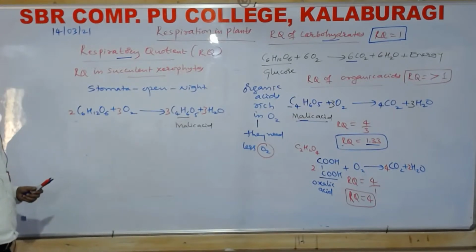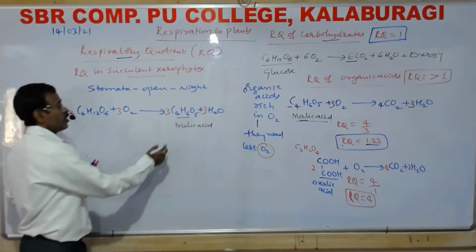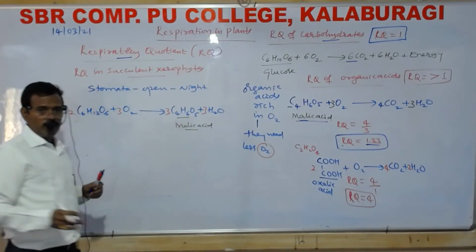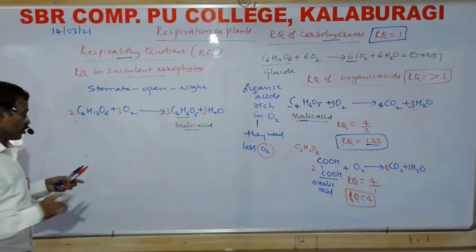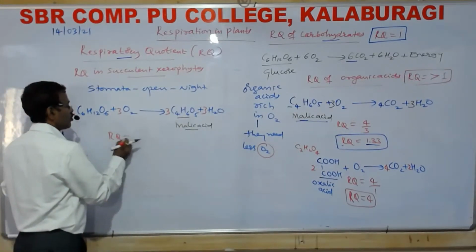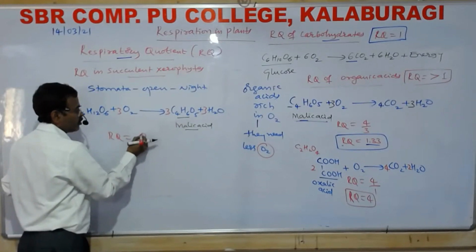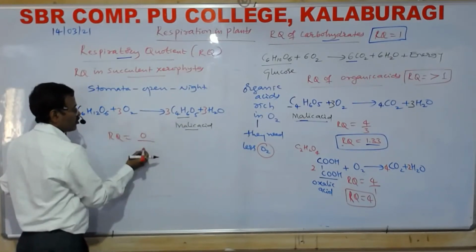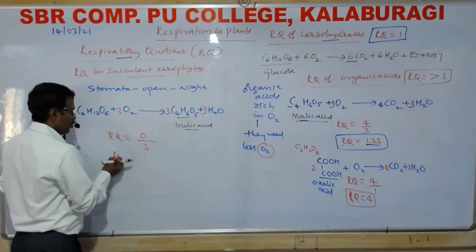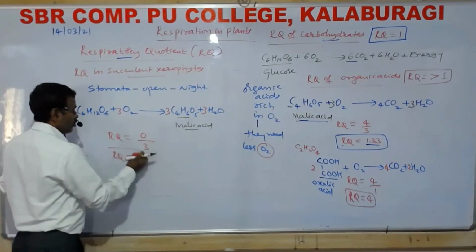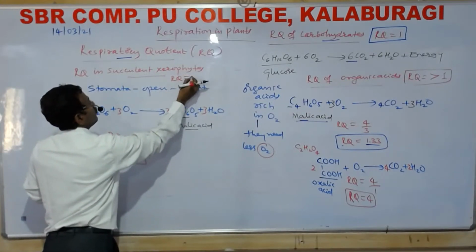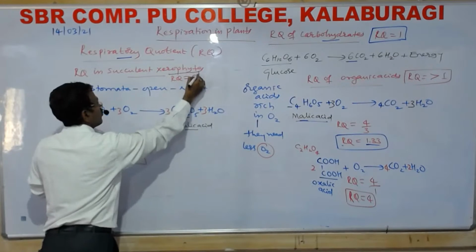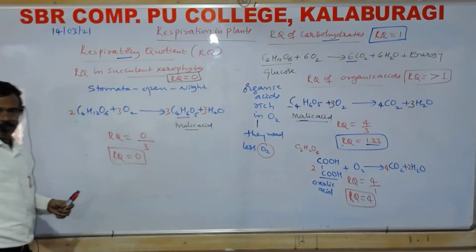So oxidation of the respiratory substrate during night time, when the stomata are open, results in the formation of organic acid, not liberating carbon dioxide. Carbon dioxide is not released. So what will we write? RQ is equal to carbon dioxide released, 0, over oxygen used. So RQ is equal to 0. Remember, RQ is equal to 0 in the case of succulents.